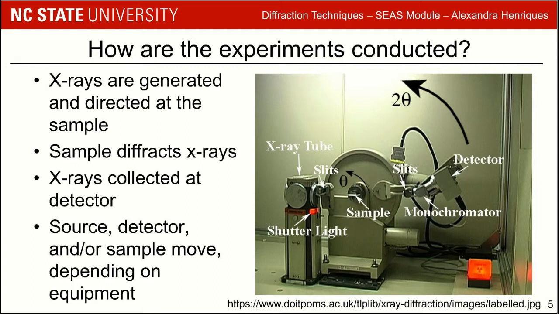In any X-ray diffractometer, the source, the detector, and even the sample can move depending on the equipment. So sometimes you'll have the X-ray tube and detector moving, sometimes it'll just be the X-ray detector, and sometimes the sample will move as well, depending on the needs of the experiment, of course.